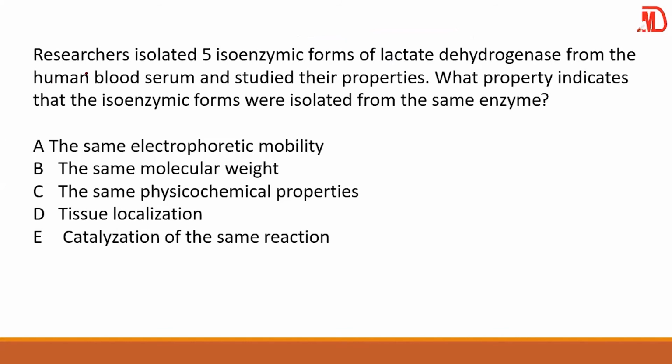All right. Now, researchers isolated five isoenzyme forms of lactate dehydrogenase from human blood serum and studied their properties. What property indicates that the isoenzyme forms were isolated from the same enzyme? First of all, isozymes, also called isoenzymes, are enzymes that differ in amino acid sequence. However, they catalyze the same chemical reaction.